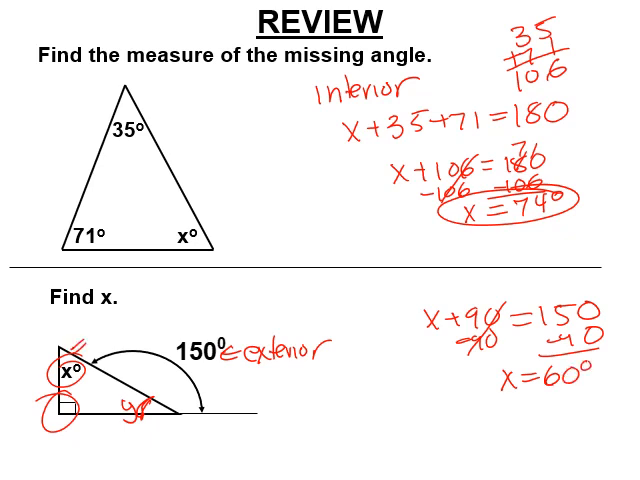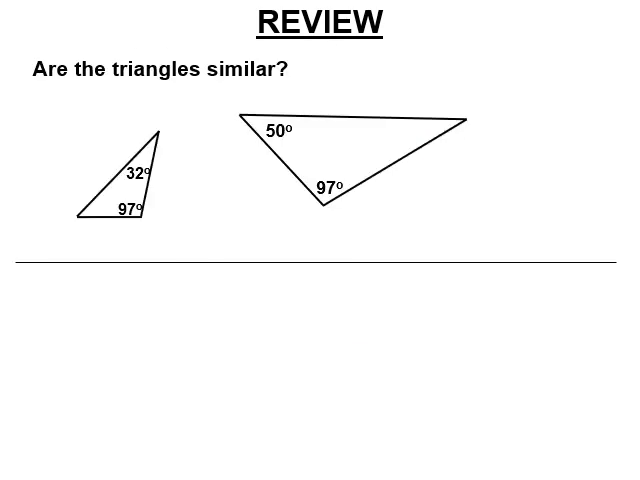So this X must be 60 degrees, right? The exterior angle on a triangle. I made that arc pretty large. Usually I make it smaller, but the exterior angle always has to equal the sum of the 2 interior angles that are not adjacent. So we learned, if 2 of the angles or 3 of the angles are the same, they have to be similar. So let's see that.